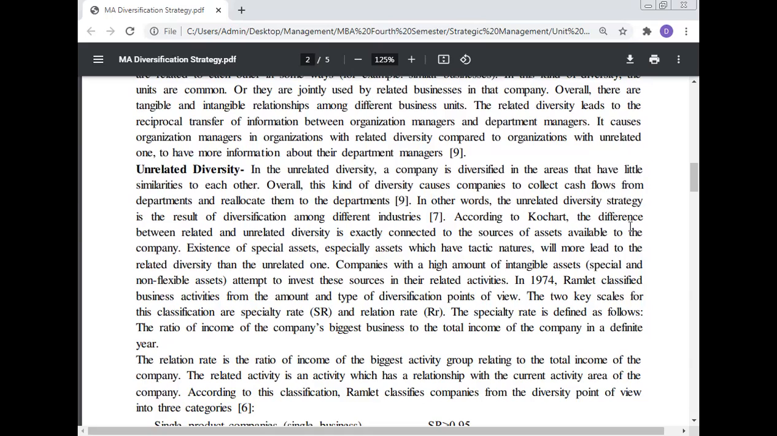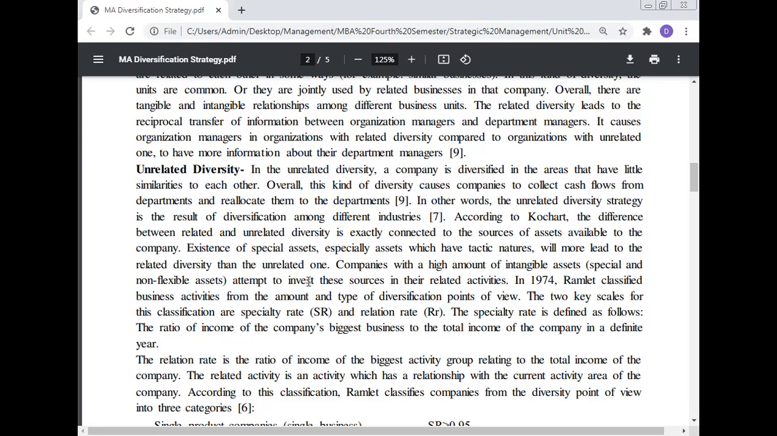According to Cochard, the difference between related and unrelated diversity is exactly connected to the sources of assets available to the company. The existence of special assets, especially assets which have a tacit nature, will more likely lead to related diversity than unrelated. A company with a high amount of intangible, special and non-flexible assets attempts to invest these sources in its related activity.